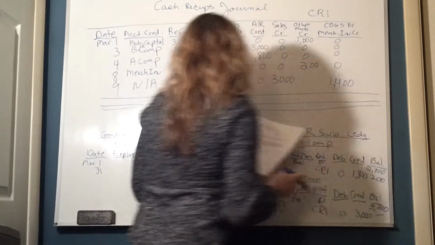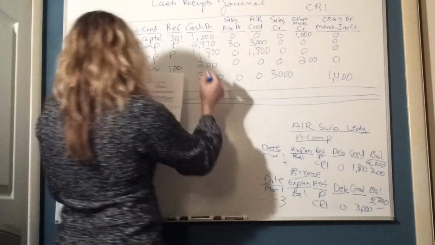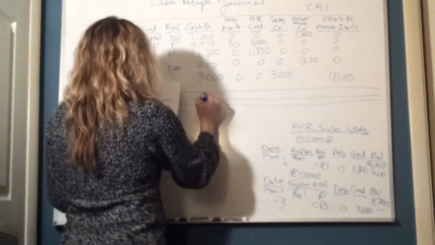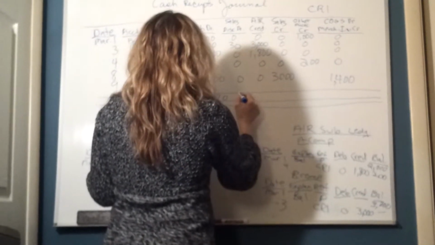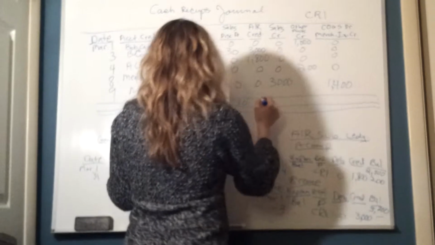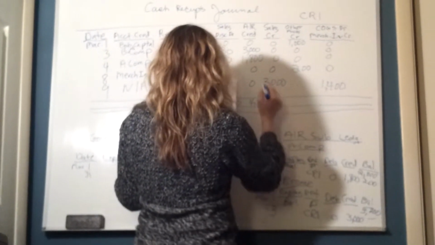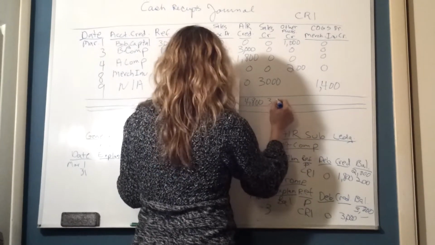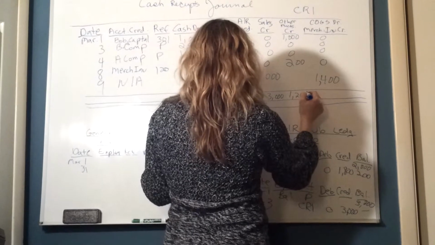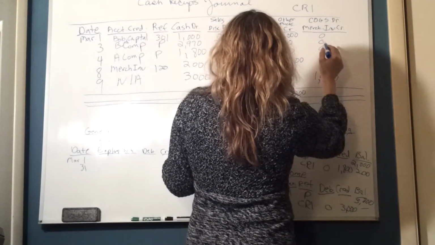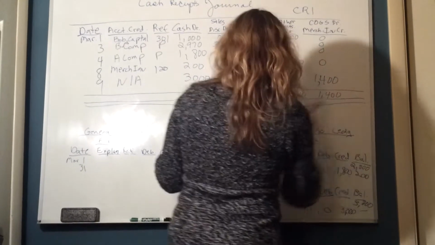for $1,400. Okay, we're going to add up all our columns. So our cash total is $8,970. Our sales discount total is $30. Our accounts receivable credit total, $4,800. Sales credit, $3,000. Other account credit, $1,200. And cost of goods sold debit and merchandise inventory credit will be $1,400.